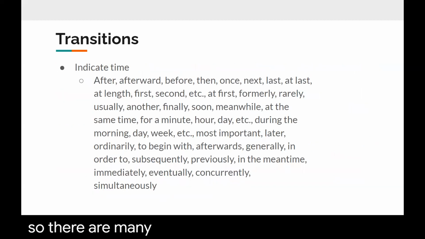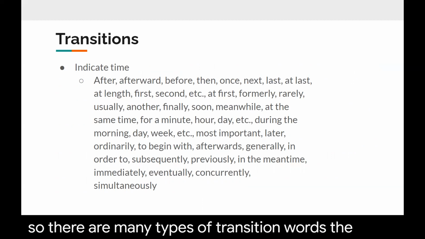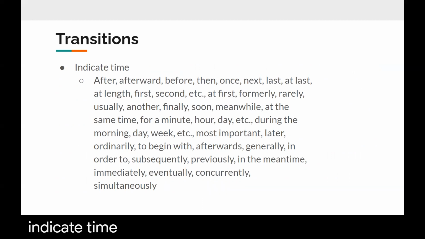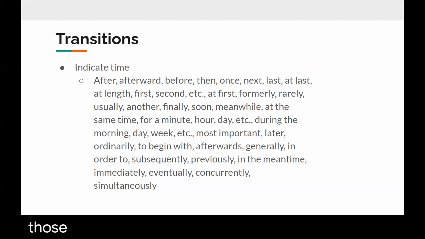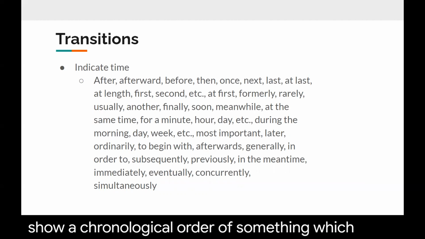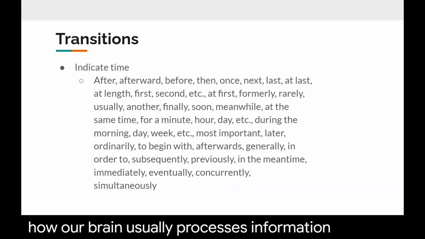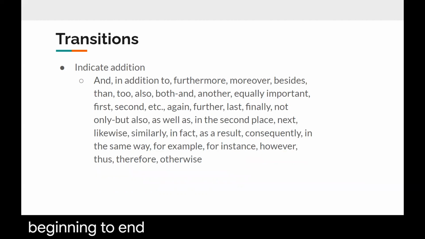So there are many types of transition words. The first indicate time. There is a long list provided here of those time transition words, which you can look up either in your textbook or on websites about transition words. But the importance of these is to show a chronological order of something, which is how our brain usually processes information from beginning to end.